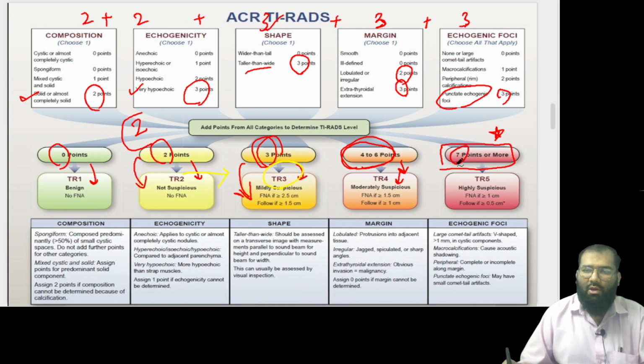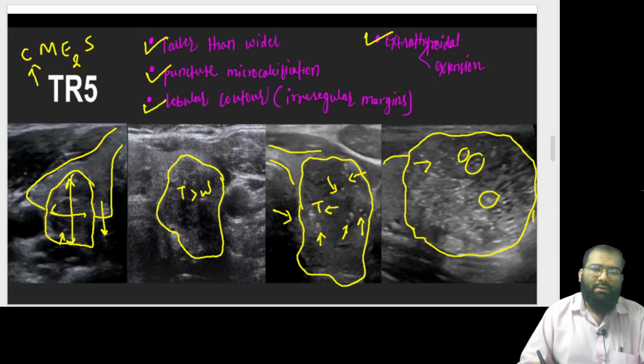So 7 or more than 7. So in all of this go for TIRADS 5. If they are more than 1 centimeter, always go for FNAC. If less than that, just follow them. Okay, so these are the lesions.